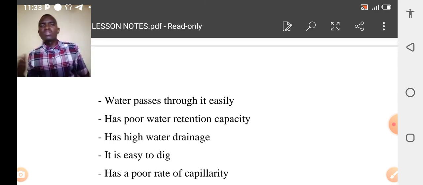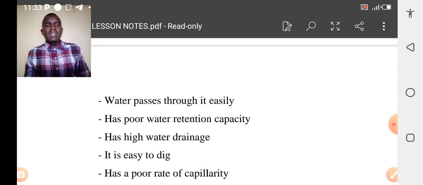It doesn't have the ability to hold on to water. When water passes through, it is lost quickly. In a few minutes, the sand soil you added water to becomes dry. So that's the meaning of poor water retention capacity. So it has higher water drainage.